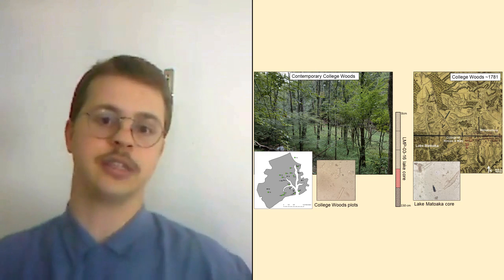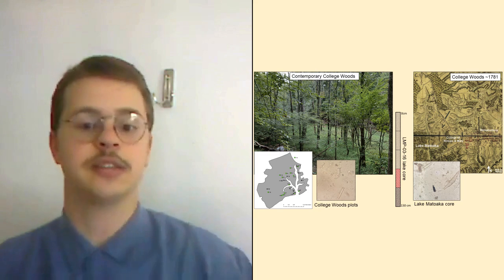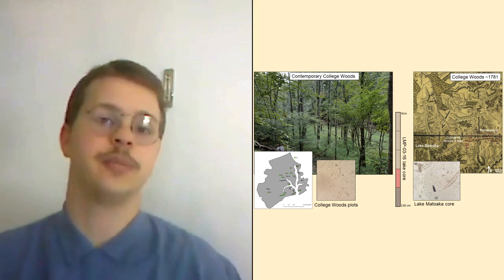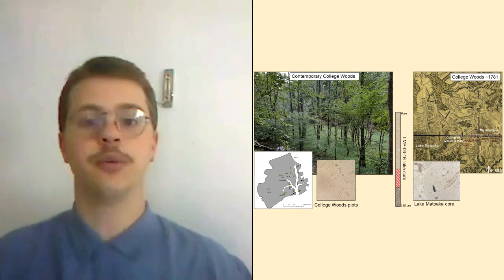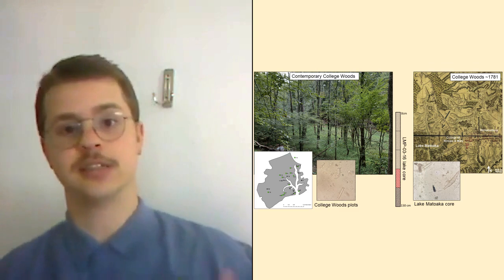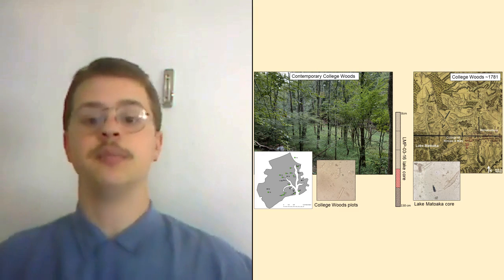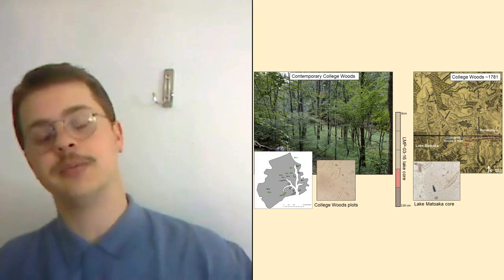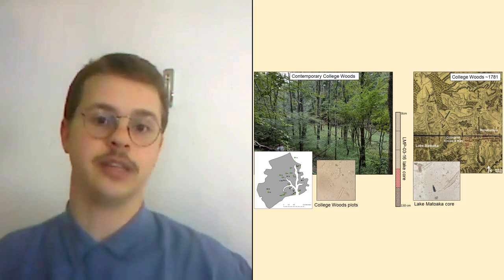To answer this question, I've decided to use phytoliths. Now, phytoliths are small microscopic crystalline structures formed within plant cells. When the plant dies, the phytoliths are deposited into the soil, and like with pollen, based on the shape of the phytolith, I'm able to identify which plant created them.